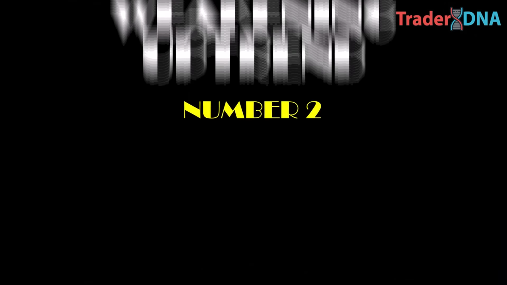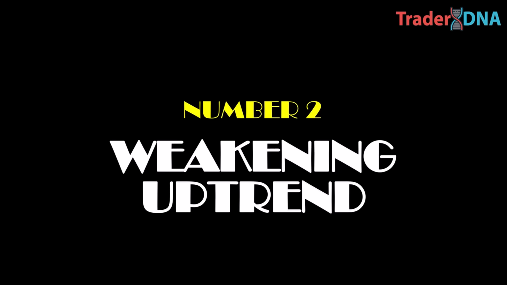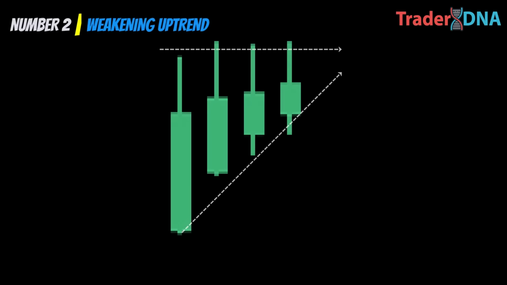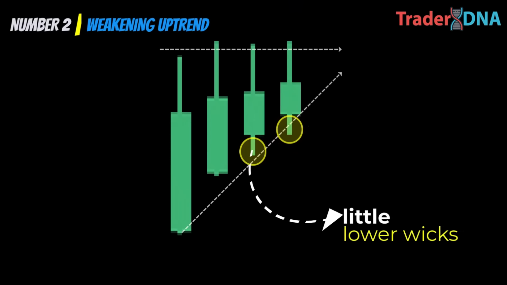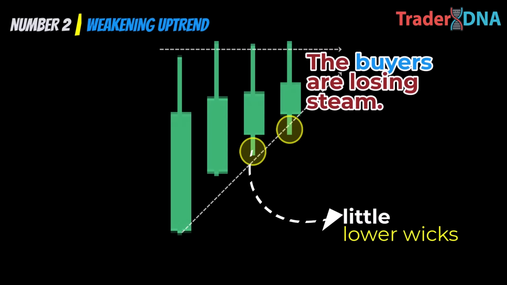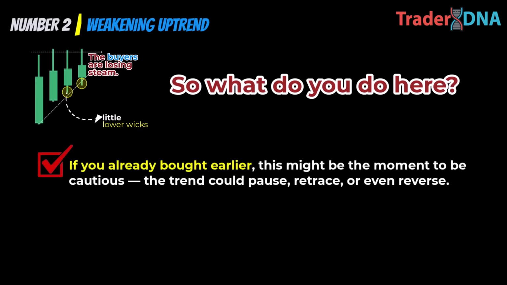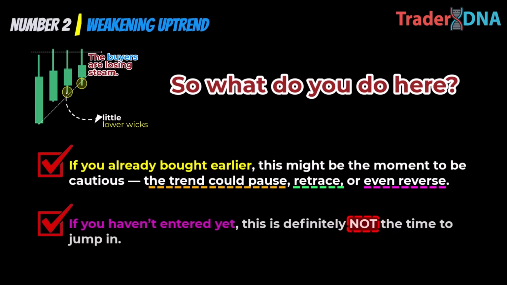Number 2, a weakening uptrend. This is when things start to shift. Instead of big green monsters, you'll notice candles getting smaller, and sometimes you'll even spot little lower wicks forming. That's a red flag. It means the buyers are losing steam. So what do you do here? If you already bought earlier, this might be the moment to be cautious. The trend could pause, retrace, or even reverse. If you haven't entered yet, this is definitely not the time to jump in. You wait, you chill, you let the market show its next move.